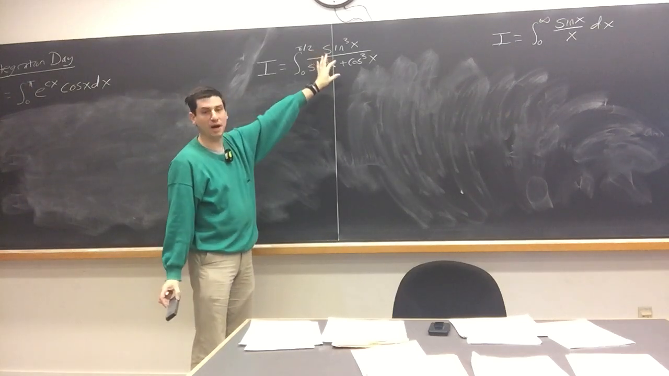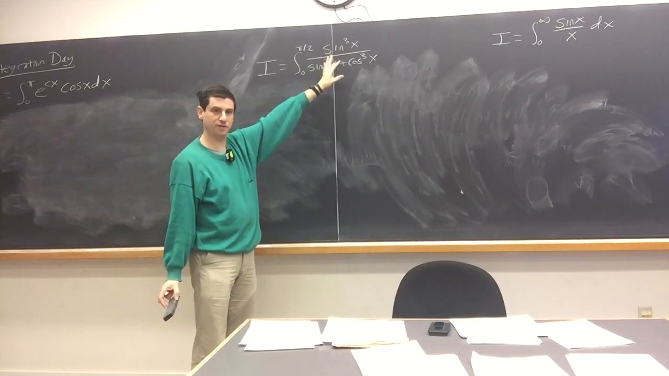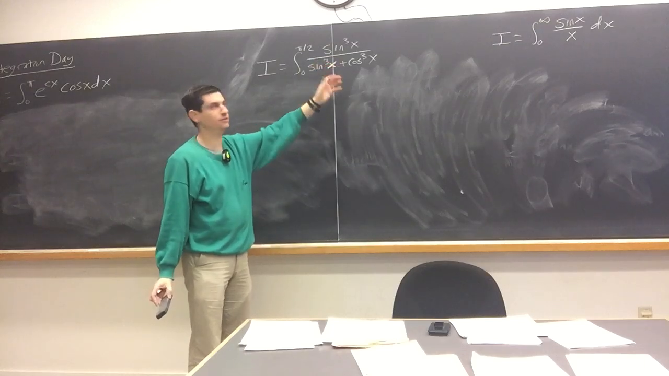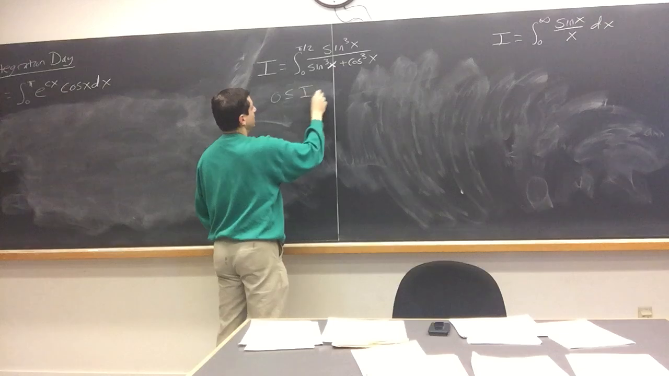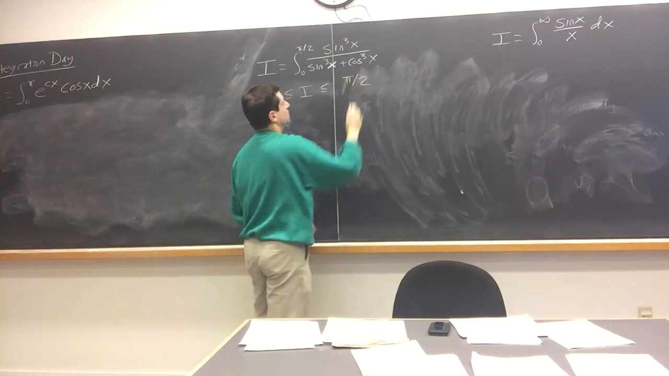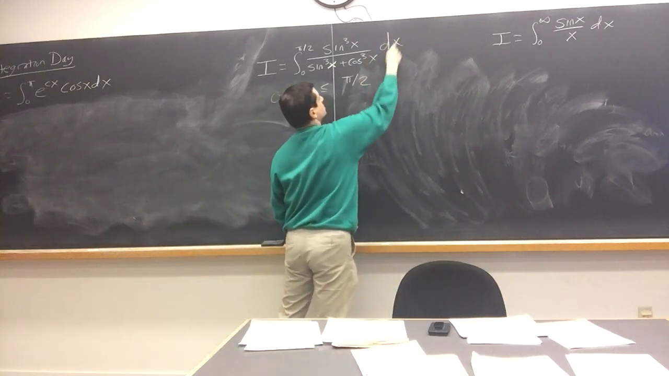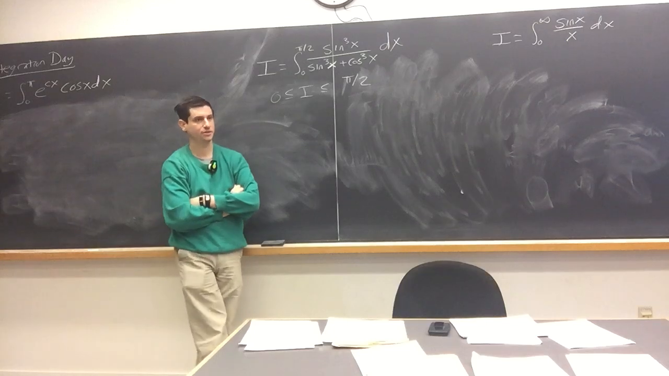So everything is bounded. It's clearly less than 1 in absolute value. In fact, it's also greater than 0. So everything is bounded. So we know 0 is less than or equal to I is less than or equal to 1. Or sorry, pi halves. Because the integrand is at most 1. So the question is, how would we handle something like this?